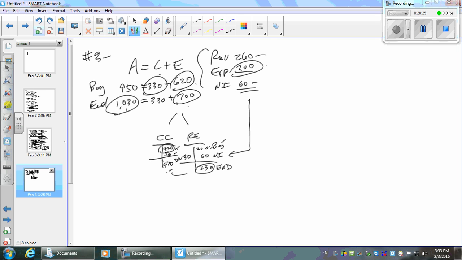Okay, I understand. Got it? Yeah. 420 plus 200 is 620. You're getting there. And once the light turns on, it's going to be easy. Just keep pounding. It just makes sense for it.